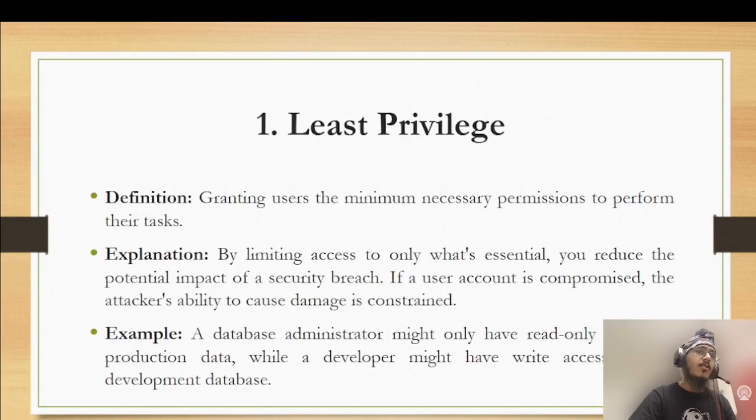This principle is all about giving users only the permissions they need for their task. If a breach occurs, the attacker has limited access and can't access more than necessary. For example, a developer may only have permission for the development databases while production data remains out of his reach. By enforcing least privilege, we keep our environment secure by keeping access tightly controlled.